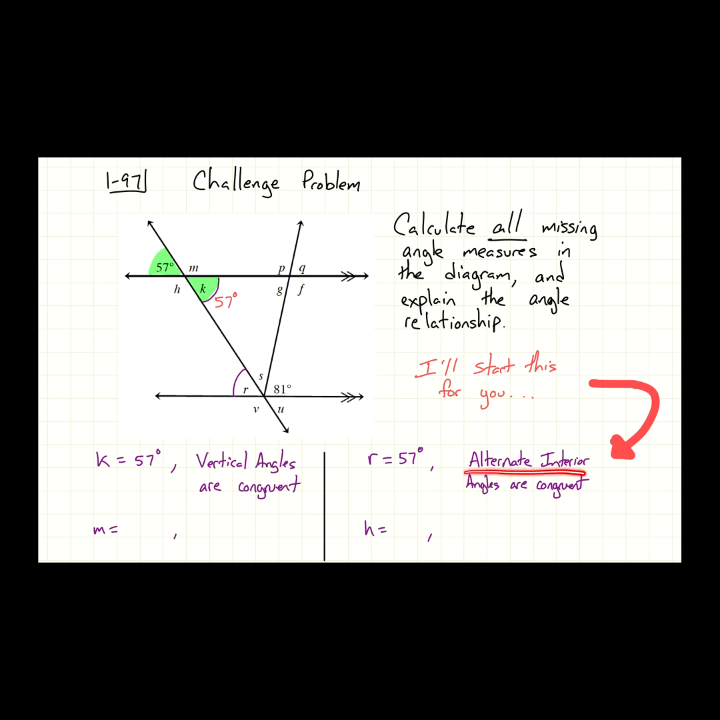And if you notice, I used one of the new angle relationships. Alternate interior angles are congruent. So if I'm looking at the parallel lines and this transversal, this K and R are on alternate sides, and they're in the interior. Right? So that means they're alternate interior angles. And then from my notes, I remember that I wrote down they are congruent.